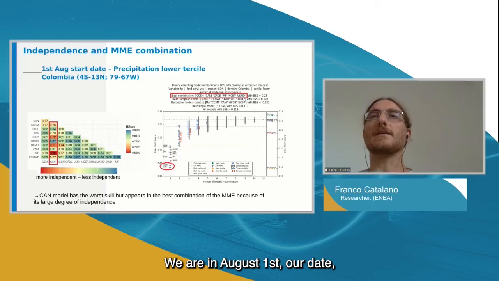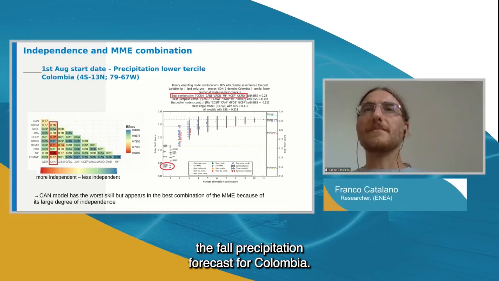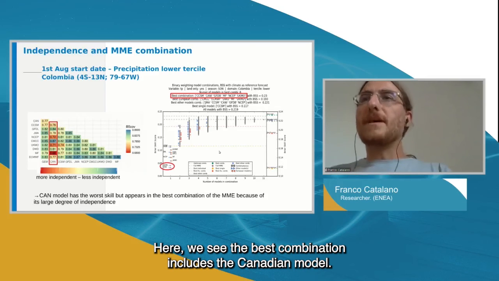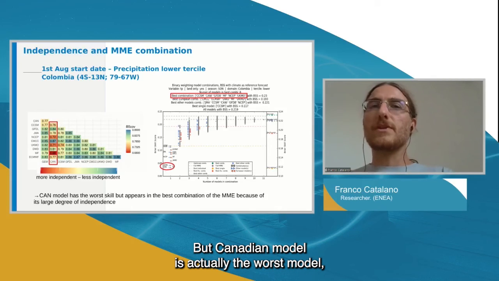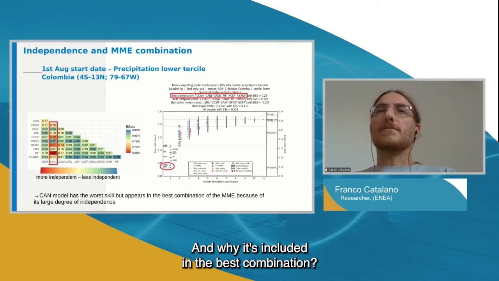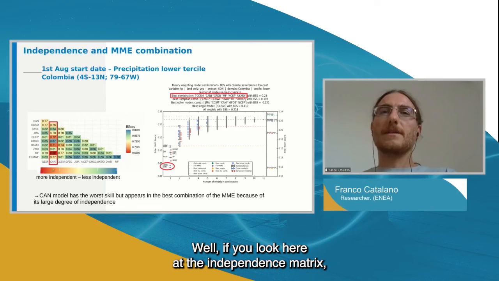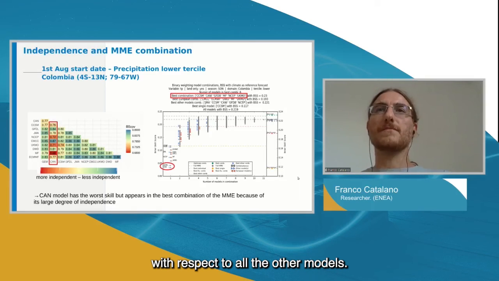We are in 1st of August start date, which is the fall precipitation forecast for Colombia. Here we see the best combination includes the Canadian model, but the Canadian model is actually the worst model if you look at its single model skill. And why is it included in the best combination? Well, if you look here at the independence matrix, we see that the Canadian model is actually the one displaying the most independence with respect to all the other models.